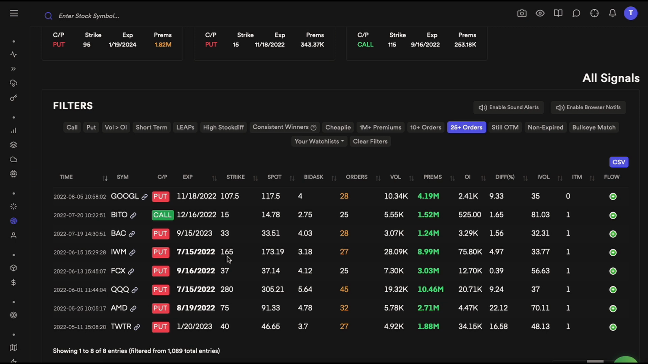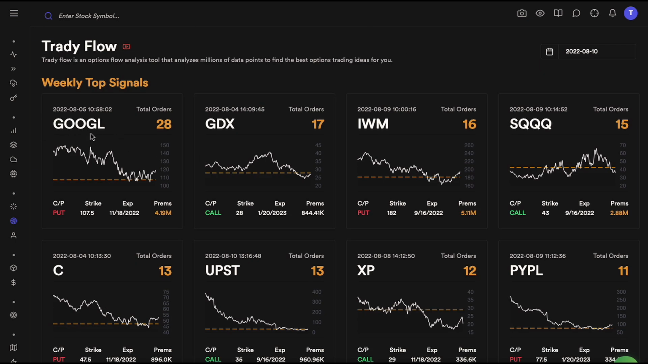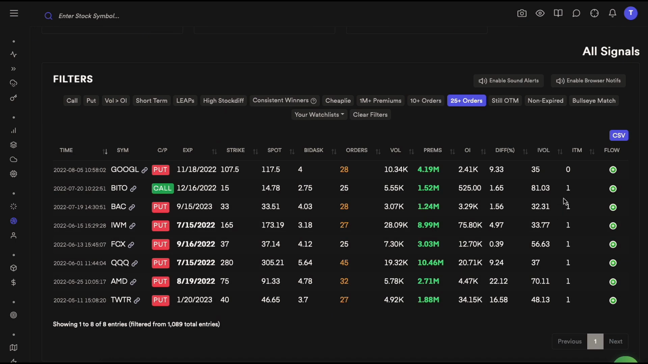But you can see that ITM means this contract went in the money. And you can see that all the contracts except the Google one at the top have actually gone in the money.